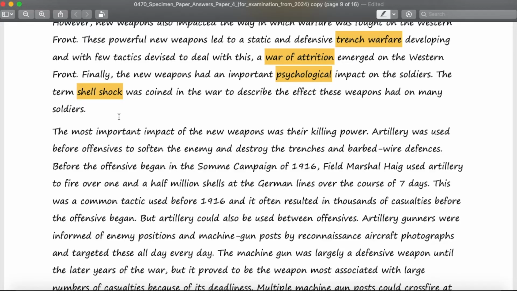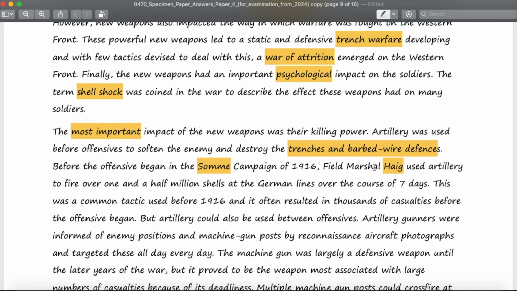So in the beginning sentence of this paragraph, it says the most important impact of the new weapons was their killing power. So this shows the evaluation in the very first sentence of the paragraph. So killing power, the destructive power of these new weapons led to trench warfare, barbed wire defenses. So the Somme campaign, this is a Western Front campaign. So this is within the framework of the question, showing some knowledge.